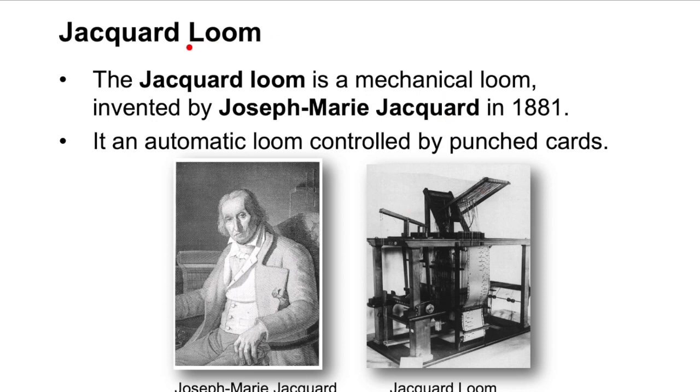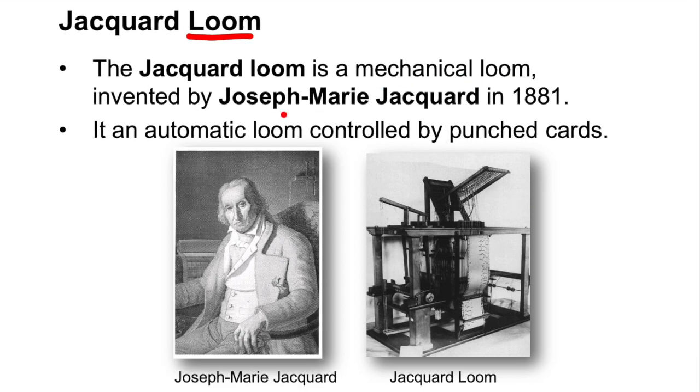So the loom is basically a mechanical machine, a mechanical loom invented by Joseph Marie Jacquard in 1881. So in the later part of the 19th century, he invented the mechanical loom that can take instructions using a punch card. A punch card is basically a card where some holes could be made at specific locations. The machine can read these holes and do some specific tasks.